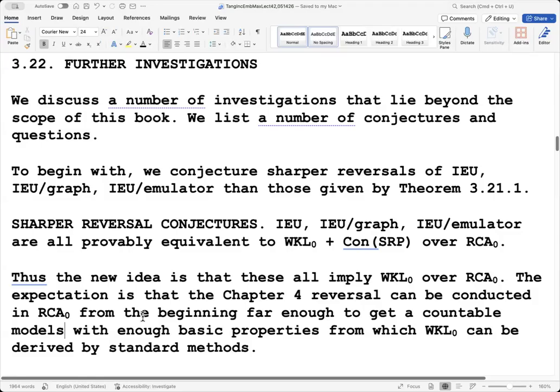Yeah, and then maybe the remarks are still the same, that you get a countable model or whatever. Yeah, so this needs to be modified. It may be some remark that it can't possibly prove all of WKL naught. All right, so I'm going to have to fix this up some.